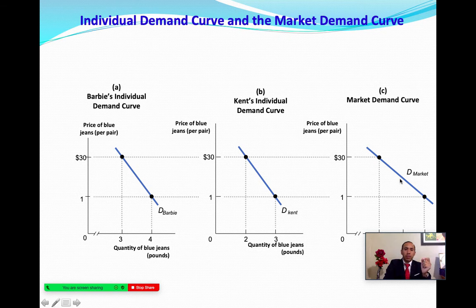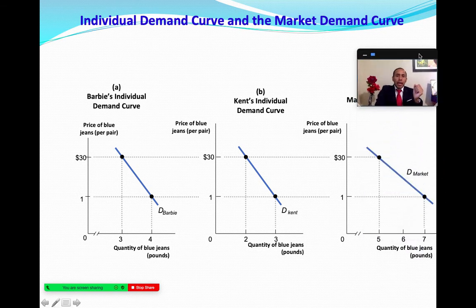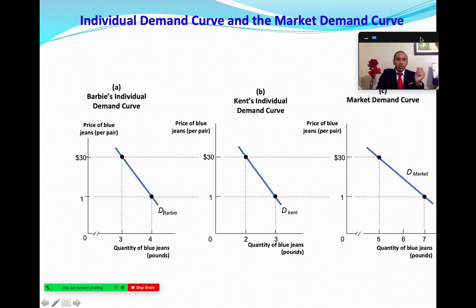The market demand for goods and services. As we look at the market demand for goods and services, we have the total market demand, which is everybody participating in the market, and then we have individual demand curves. We have Barbie's individual demand curve, and we have Ken's individual demand curve. The individual demand curve is for the individual person. In this case, I have Barbie.